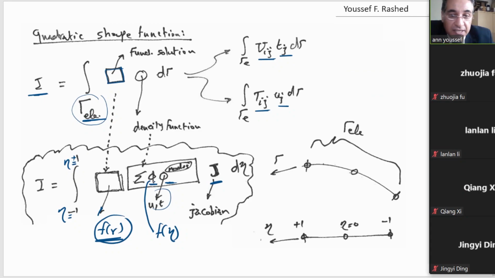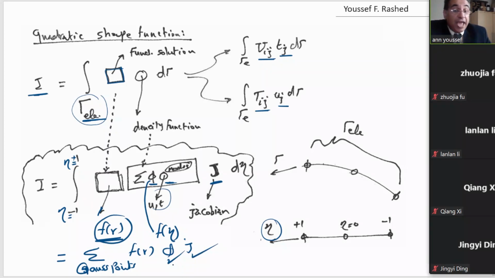and I found here is f of eta. So it's very simple. I can write this one as sigma at Gauss point of the function f of r times phi at Gauss point times the Jacobian. Actually, this is the integral at Gauss points, when the Gauss point is in terms of eta. So phi is not a problem, J is not a problem. The question is how to compute f of r at Gauss points.